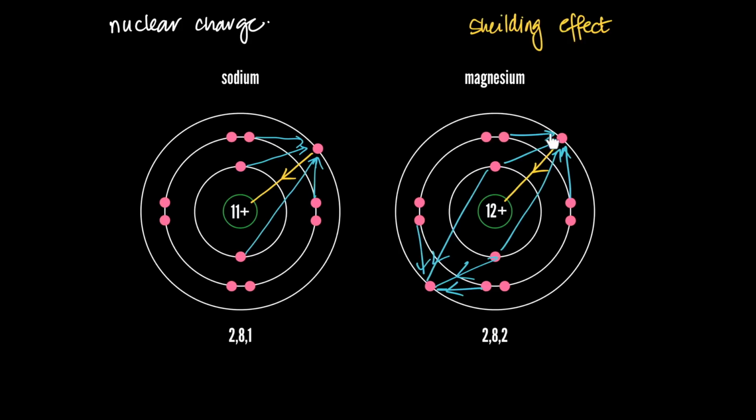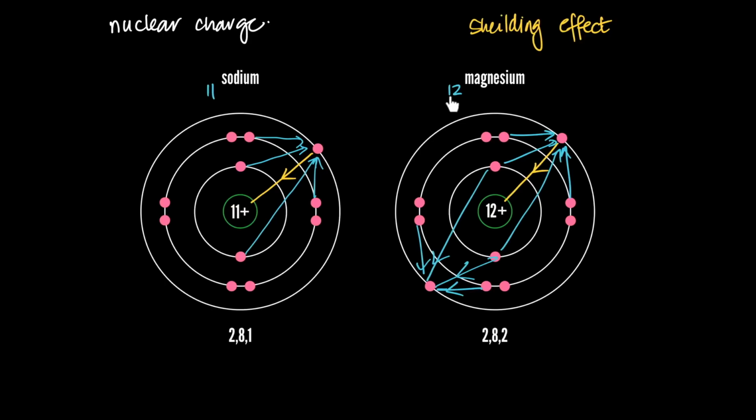There is no increase in shielding effect going from sodium to magnesium, and the reason why I'm talking about going from sodium to magnesium is that sodium's proton number is 11 and magnesium's is 12, and they are both in the third period of the periodic table. So this is the element in group 1 of period 3, and this is the element in group 2 of period 3. So they come one after the other in period 3.